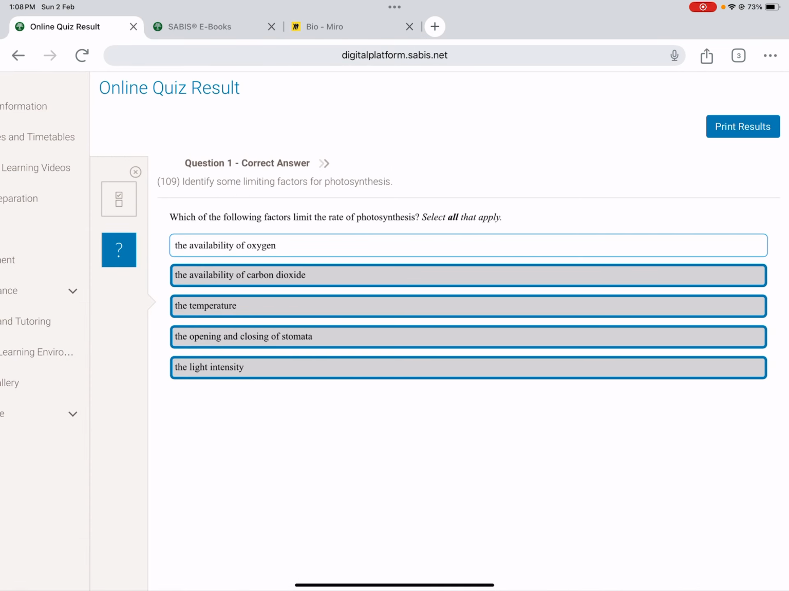The availability of oxygen, that's incorrect. Remember, oxygen is needed for cellular respiration. The availability of carbon dioxide, that is correct. The temperature is also correct because photosynthesis is a series of reactions that need enzymes, and these enzymes function best at a specific temperature. The opening and closing of the stomata, of course, because that affects how much carbon dioxide is entering, and the light intensity, because as we said, we need sunlight energy.